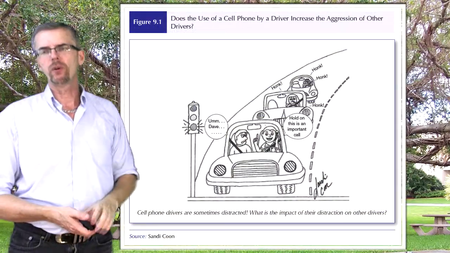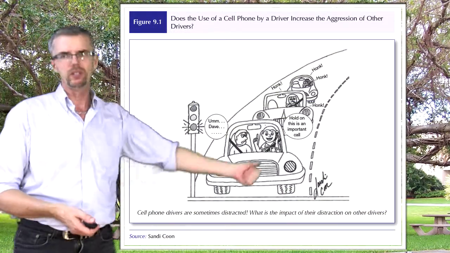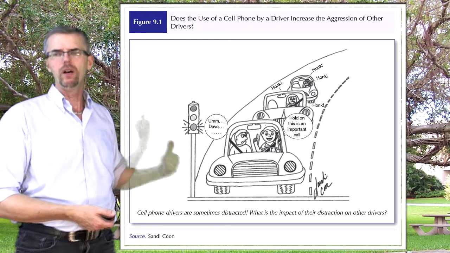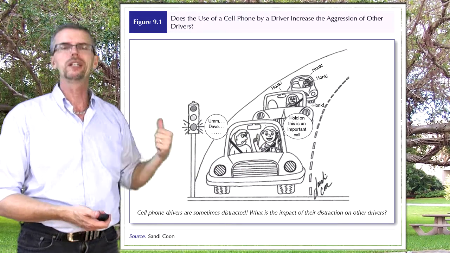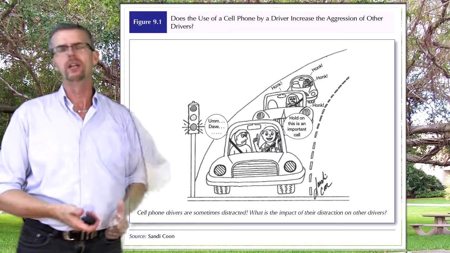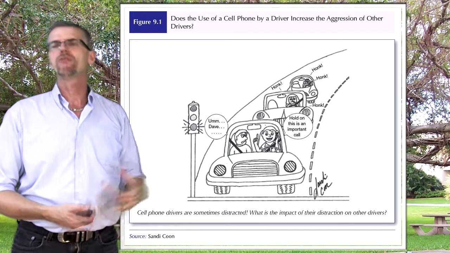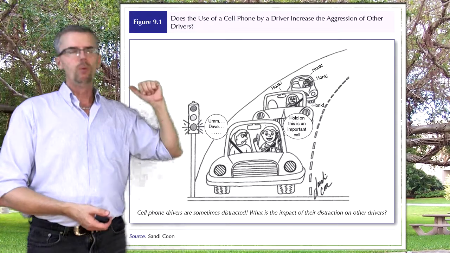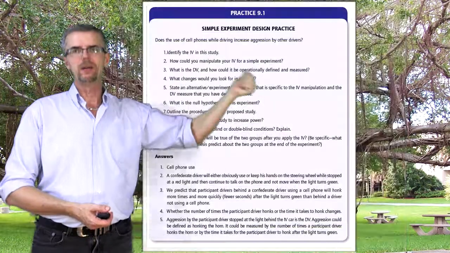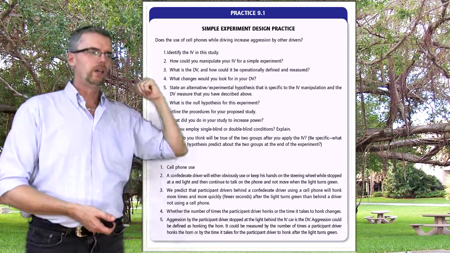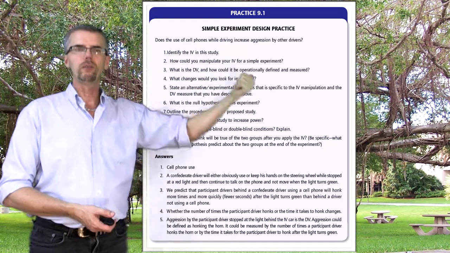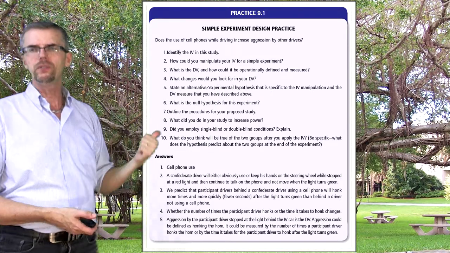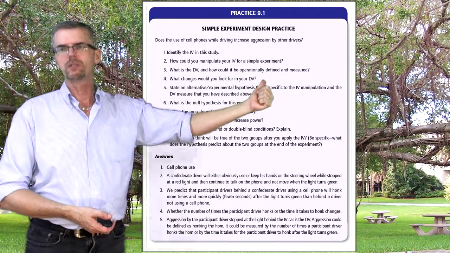In figure 9.1, what it states here at the bottom of the picture is cell phone drivers are sometimes distracted. What is the impact of their distraction on other drivers? Does it cause an increase in aggressive driving by other drivers when they get frustrated by people talking on the cell phone while driving? What figure 9.1 leads up to is this practice 9.1. And you are asked to think in your mind about how you would design a simple experiment. So does the use of cell phones while driving increase aggression by other drivers?